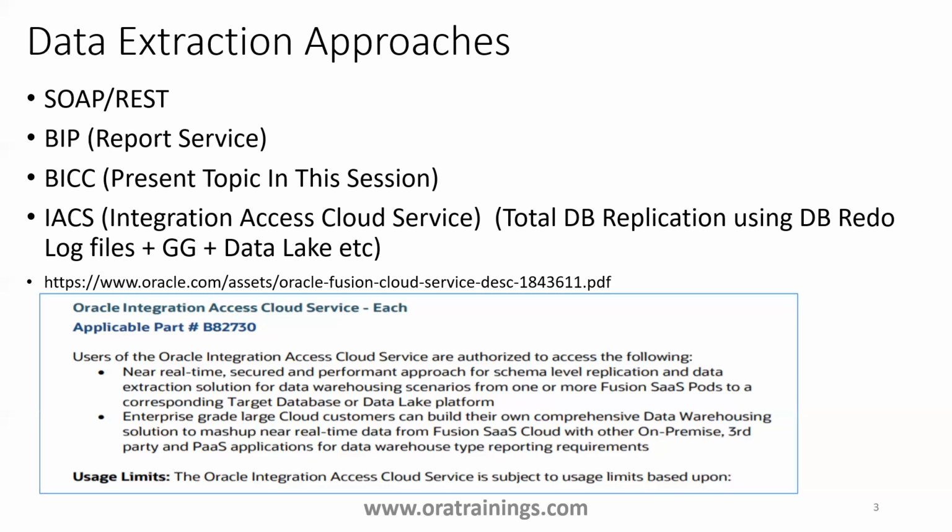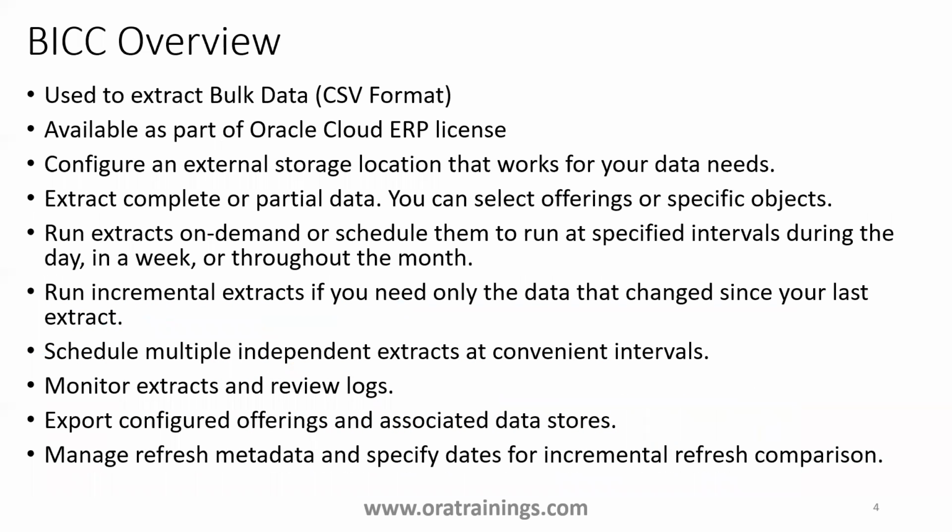And the final approach is IACS, that is called Integration Access Cloud Service. In simpler terms, it's a total DB replica approach. Nothing but the Fusion database data can be replicated in your on-premise database, or it can be another database. I mean to say, the data which is available in Fusion can be copied from your Fusion database to some other database. Of course, there are limitations, there are some rules. It's not just a simple copy. Of course, there are many things involved in that. Okay, so now let's get into our main agenda, BICC.